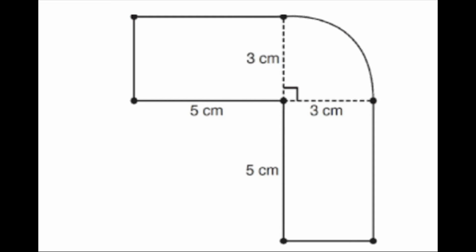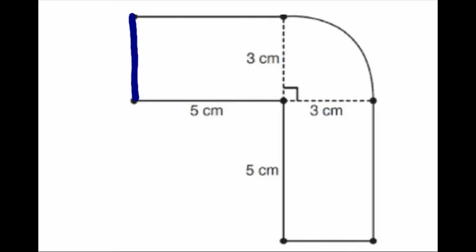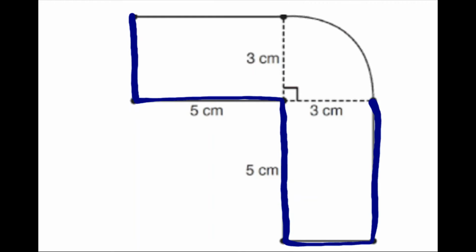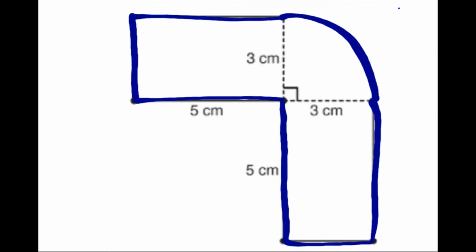All right, so I'm looking for the perimeter of that whole shape. So let's first outline it and think about what sides I need to find. All right, so actually a lot of these I already have. If not actually given, I could just find it based on the rectangle that's given.